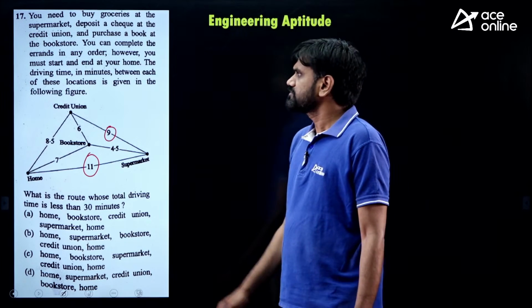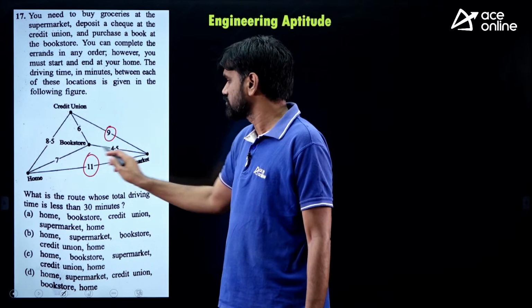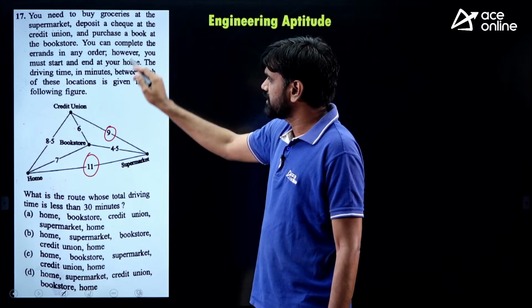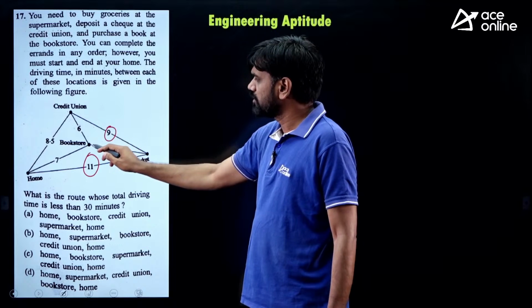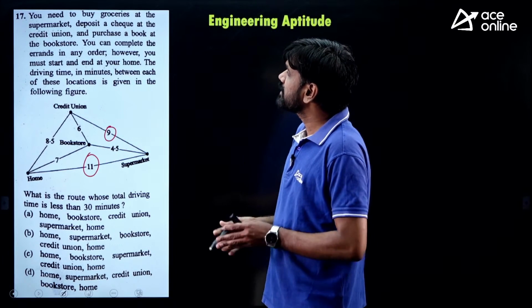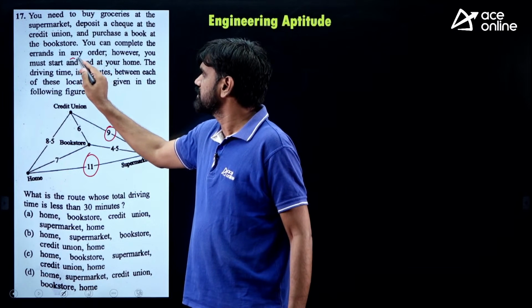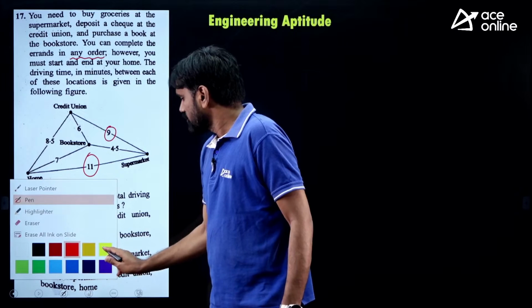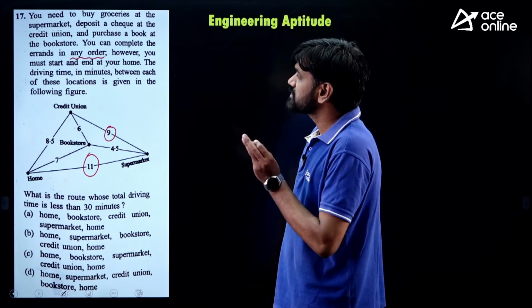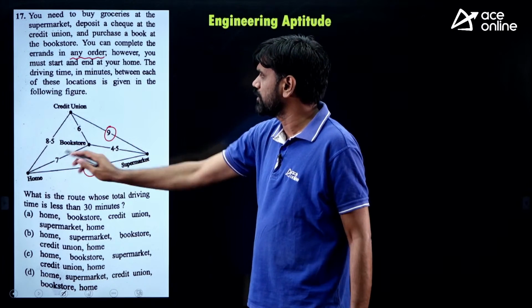Now, what they have given: you need to buy groceries at the supermarket, deposit a check at the credit union, and purchase a book at the bookstore, so you have to go to these places. You can complete these errands in any order. This is the hint you have to consider. You can do that in any order of your choice. You must start and end at your home. So first you start from your home and you have to end at your home only.